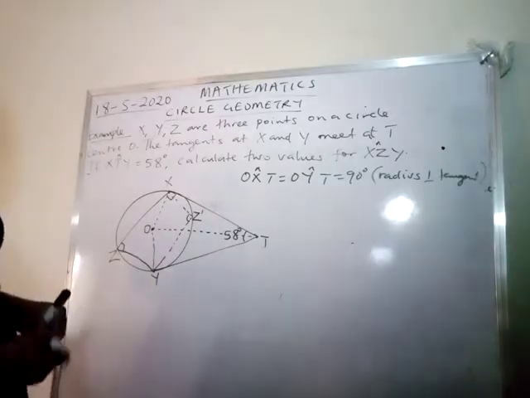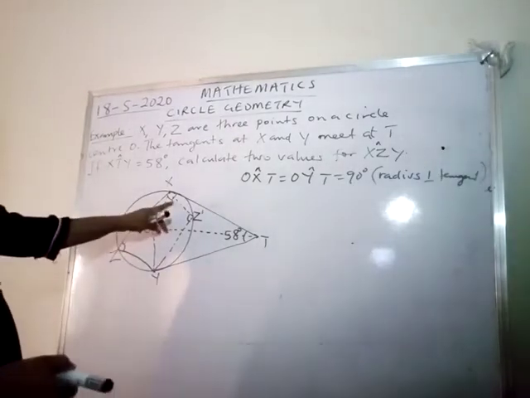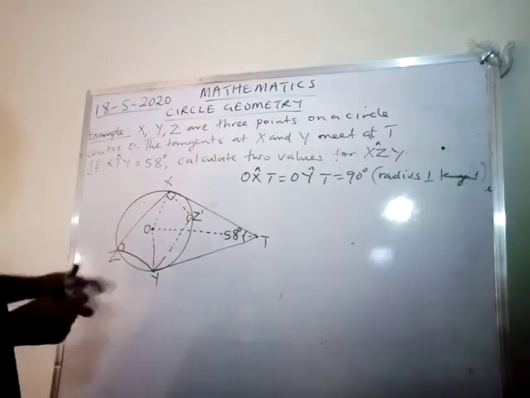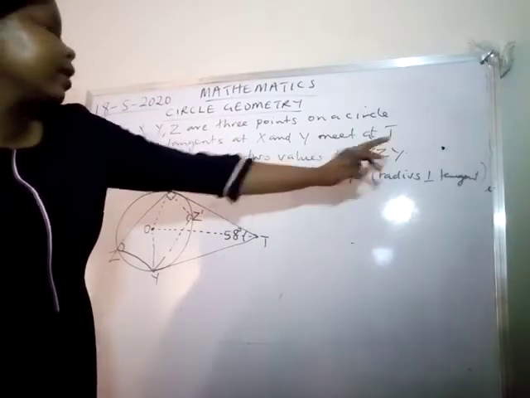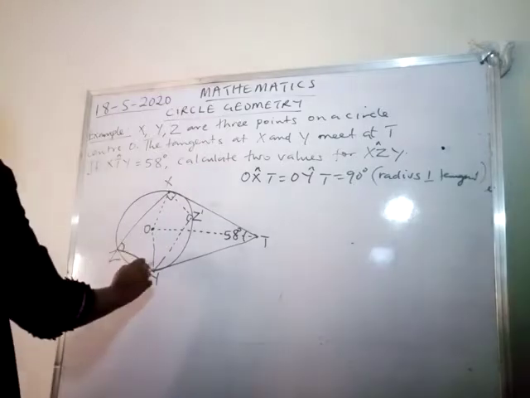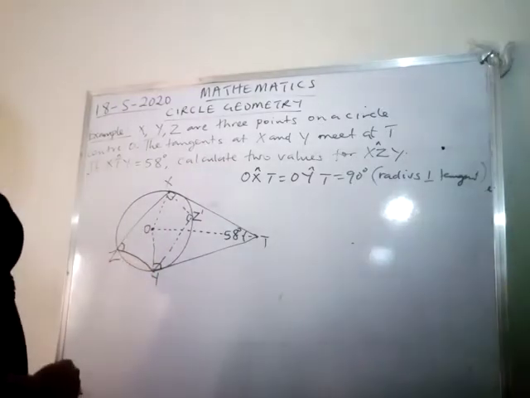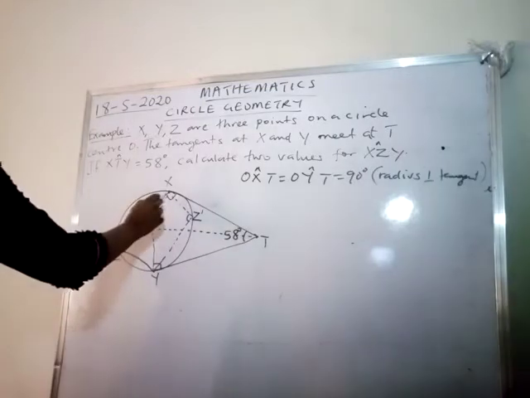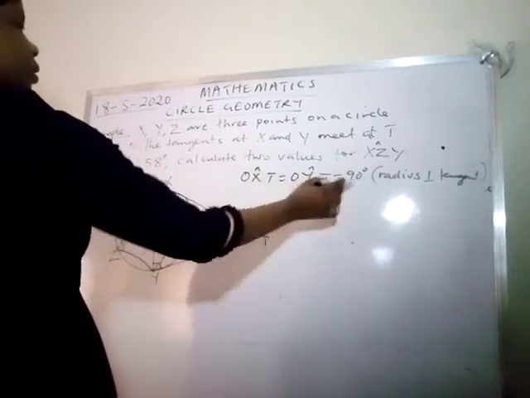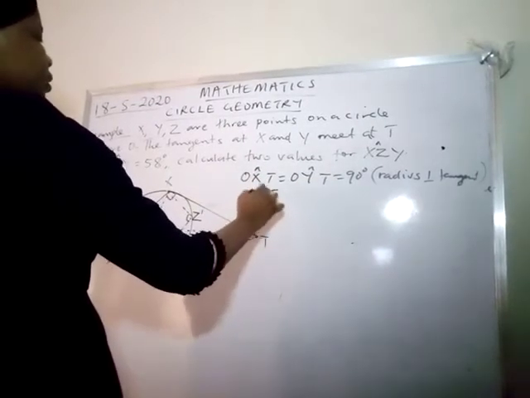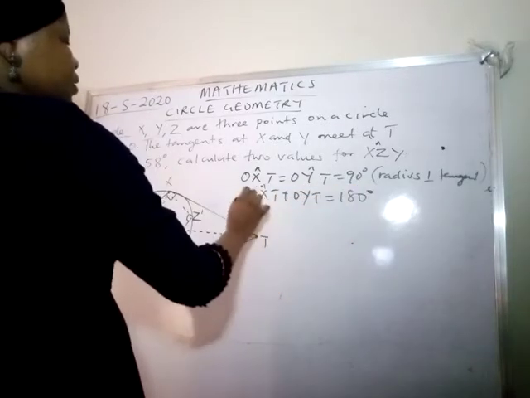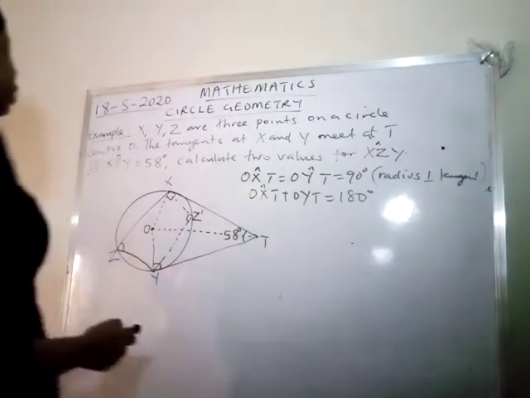Radius perpendicular to tangent. So the next thing, we know that this is the same thing as this. And the question says we should find XZY, which is this. So for me to get the angle here, now I know that this is 90 degrees. I know that this is 90 degrees. So OXT plus OYT is going to give me 180, because this is 90, this is also 90. So this is giving me 180 degrees.